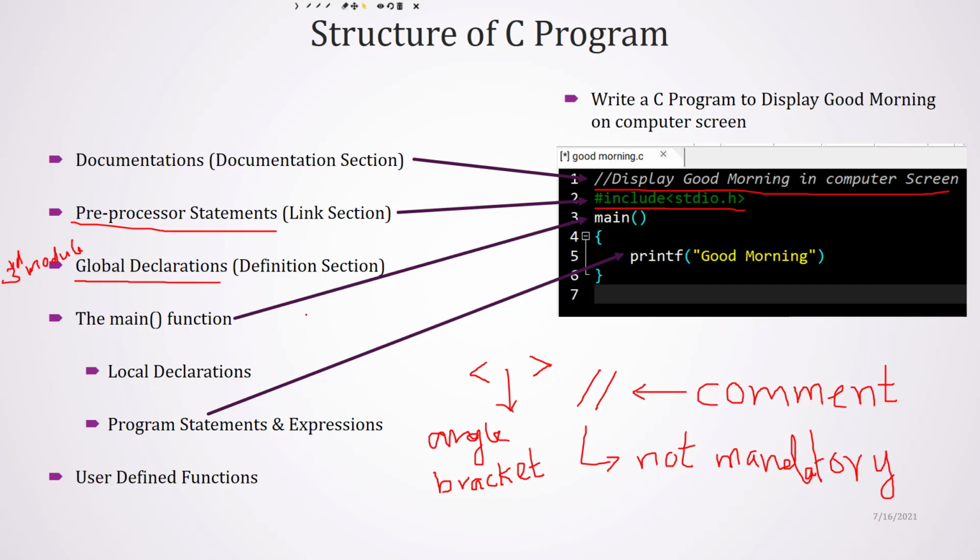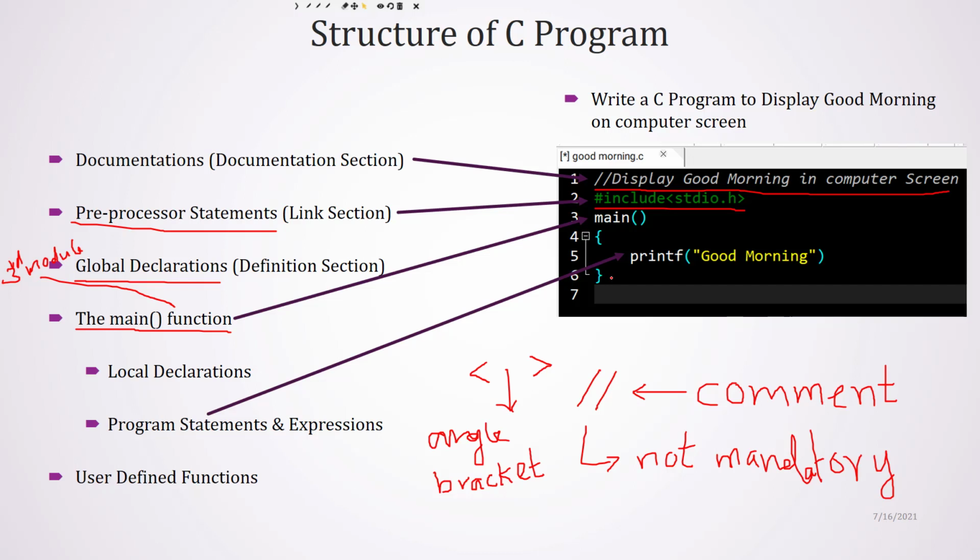Next is the main function. This is mandatory. Every C program will have a main function. What a function is, you will also discuss in the third module. For now, just understand you have to write something like main, an opening bracket and a closing bracket.